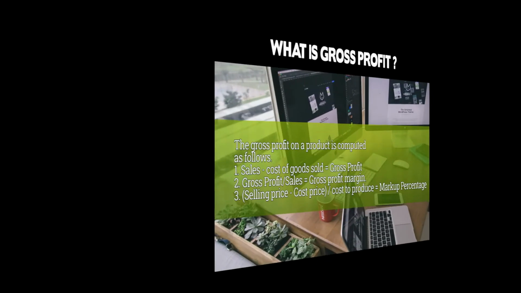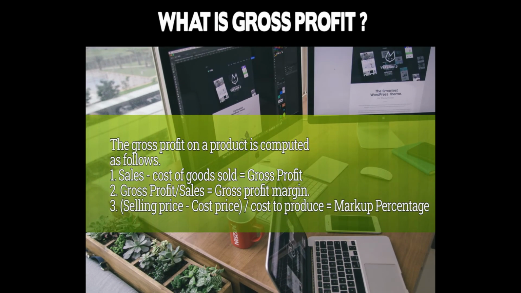The gross profit on a product is calculated as follows. 1. Sales minus cost of goods sold equals gross profit. 2. Gross profit divided by sales equals gross profit margin. 3. Selling price less cost price, divided by the cost to produce equals the markup percentage.